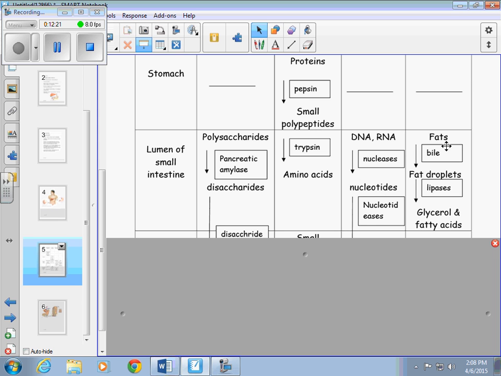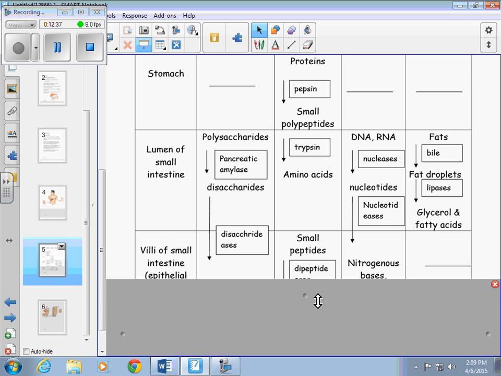And then our fats. Our fats, we haven't broken them down anywhere yet. We're going to use that bile that was made in the liver. It's going to be broken down into some fat droplets. And then there are also some lipases in the lumen of the small intestine, which are going to break it down into the simplest form, the glycerol and the fatty acids.